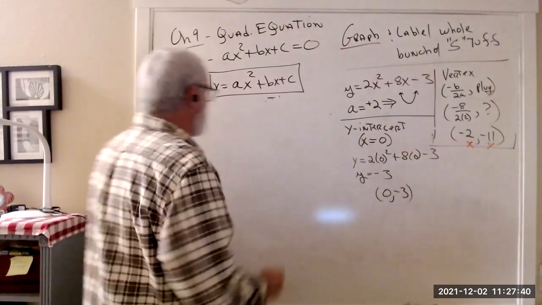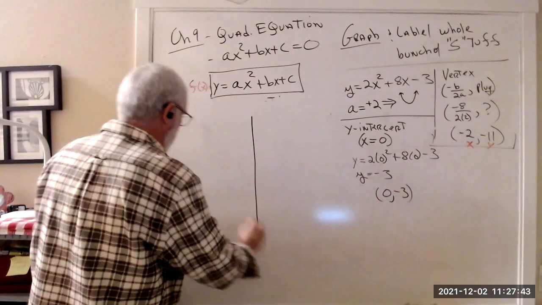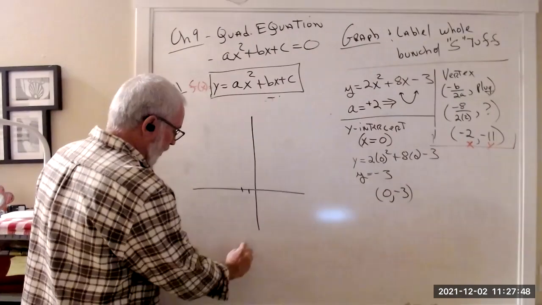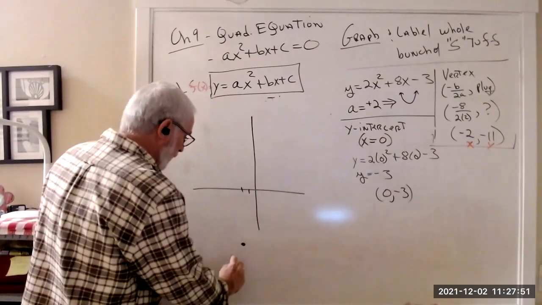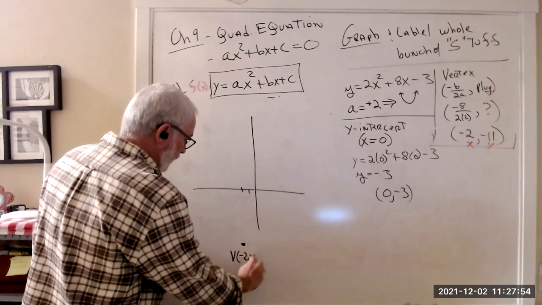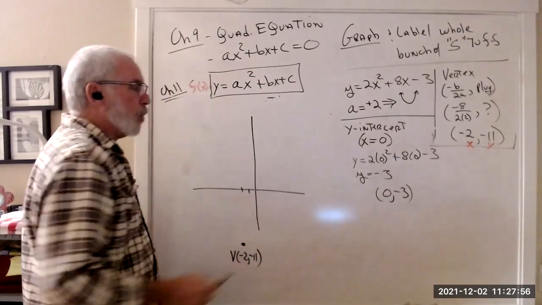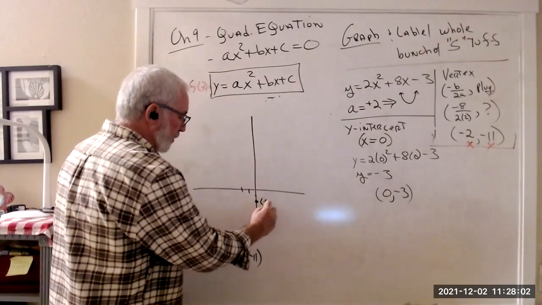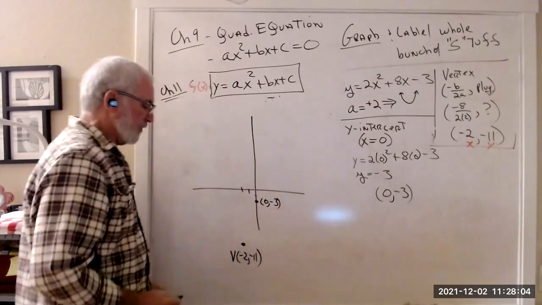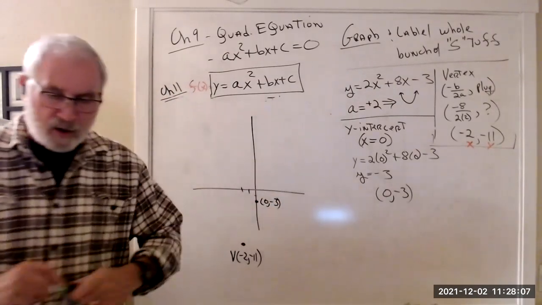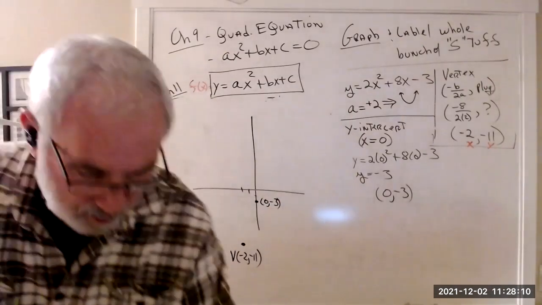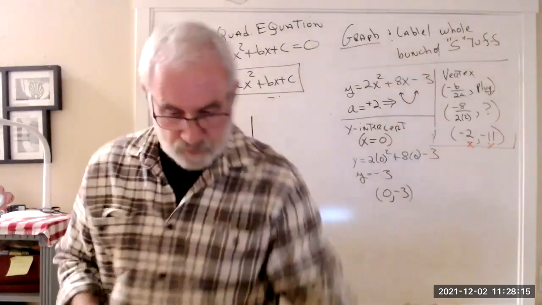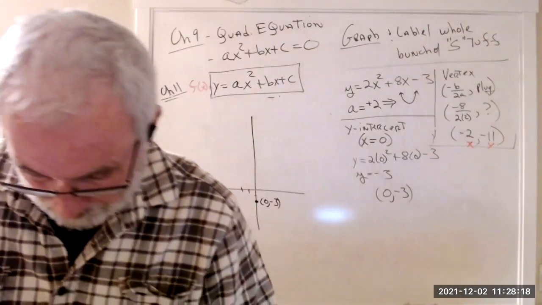So let's see now if I can get a better graph. -2, -11, somewhere down here. This time, notice I learned my lesson. The vertex is -2, -11. My y-intercept is 0, -3, roughly right about there. Fake it. Now, remember I told you I wanted you to label a whole bunch of stuff? Well, here it comes. A whole bunch of stuff.